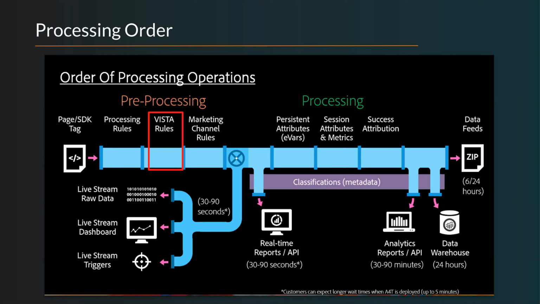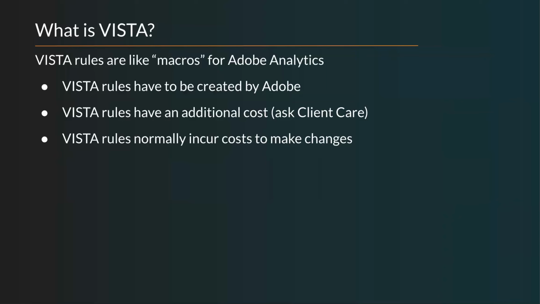And in many cases, the back end of Adobe Analytics doesn't even know if a VISTA rule has run on the data that is ultimately ending up in eVars, sProps, and events. And in many respects, the way that I think of VISTA is like an Excel macro for Adobe Analytics. Now, unfortunately, you can't create a VISTA rule yourself.